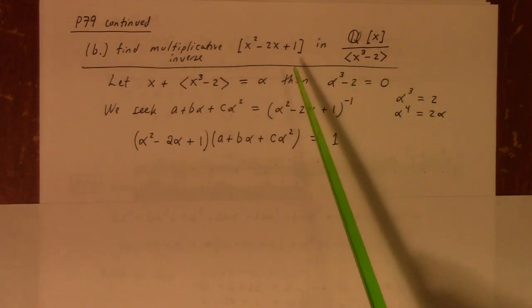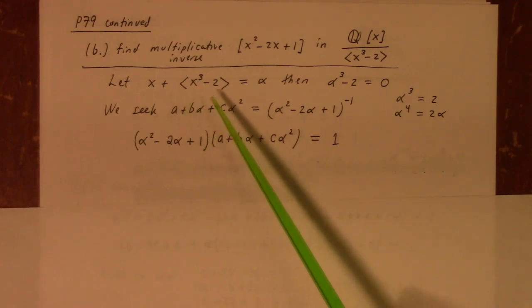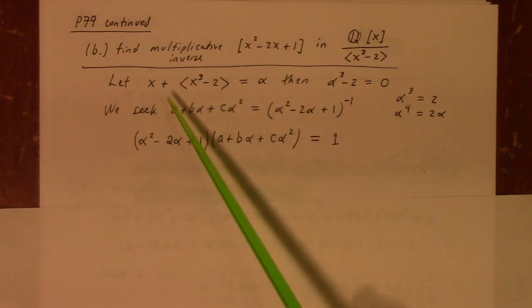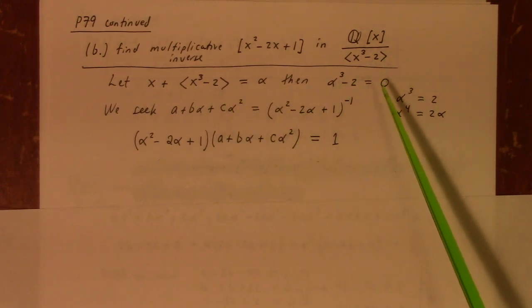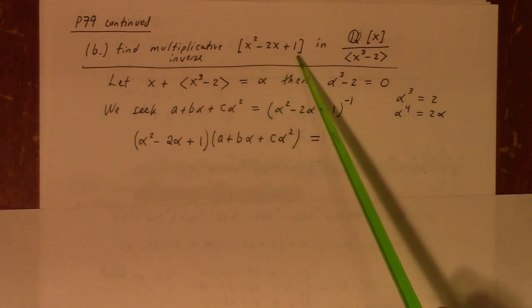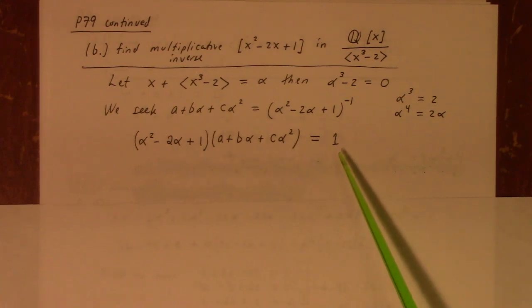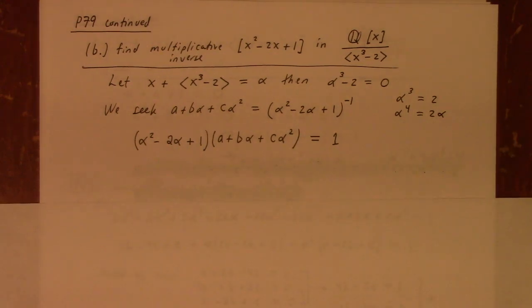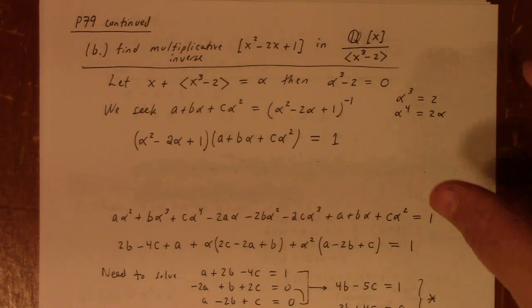Now, this one's a little tricky. So if I try the direct approach where I put alpha equal to x plus the ideal, okay, so I've got alpha cubed minus 2 equal to 0. Well, if I'm trying to find the inverse of alpha squared minus 2 alpha plus 1, I'm looking for a, b, and c rational numbers such that this product is 1. And, well, I mean, subject to the rule alpha cubed is 2, and alpha to the 4th is 2 alpha, things like that. And it's just not very easy.